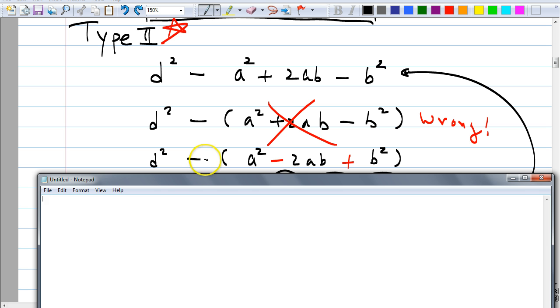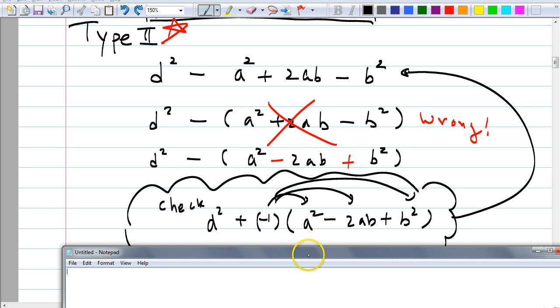Because if you think about it, what does this mean? You have to distribute this negative 1 over the whole 3 terms, right? So here's how I could check. Doesn't this really mean D squared plus negative 1 times this whole thing? When I distribute, don't I get this original one? Otherwise I would not get negative A squared plus 2AB minus B squared. Does that make sense?